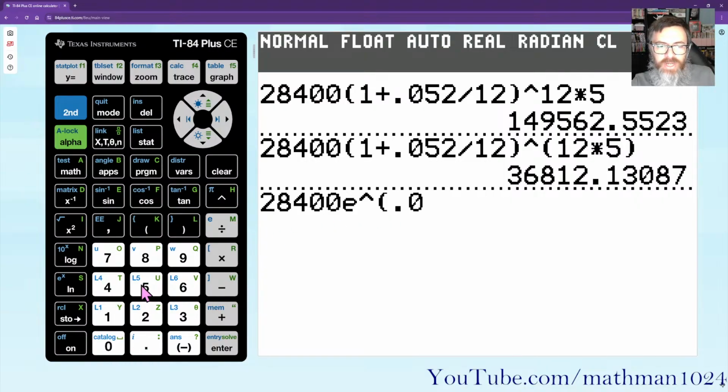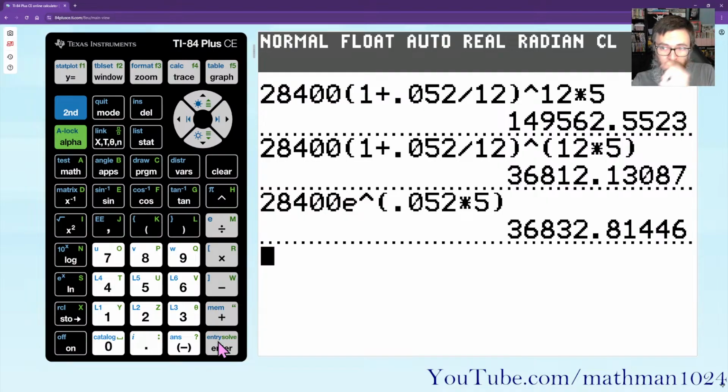So 0.052. Now remember what I just said. When you open up parentheses for the power, don't close it until you're done. So I'm not done being in the power. I've got to multiply this times 5. Now I get an answer that's very close to what we had the first time. So it's $36,832.81.